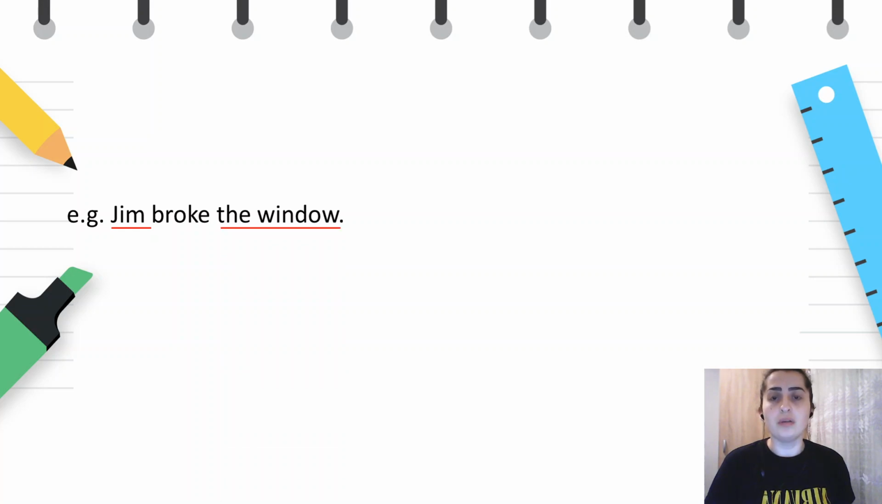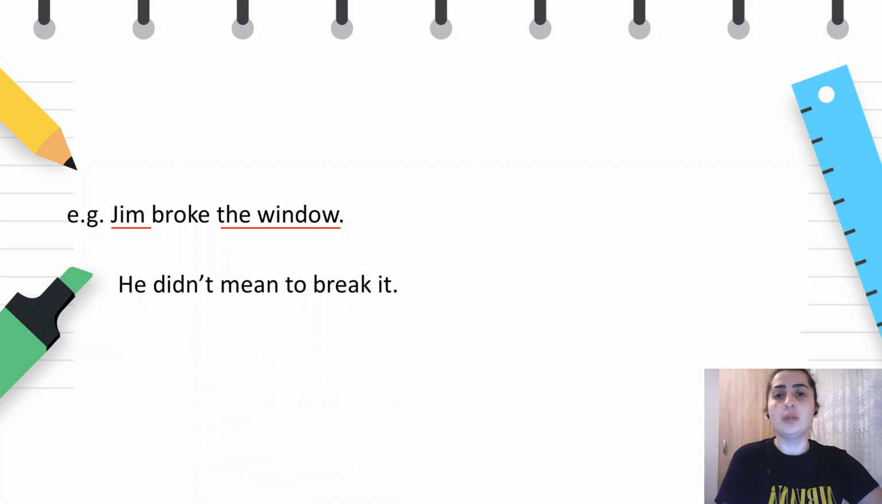Jim and the window are the nouns in this sentence. And we need to try and replace these two words with pronouns. Now, look at the second sentence. He didn't mean to break it. What do you think? Which two words were used instead of Jim and the window in the second sentence? And try to find them.